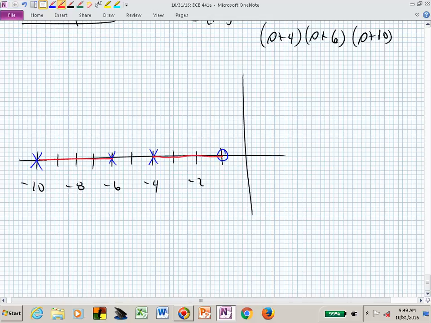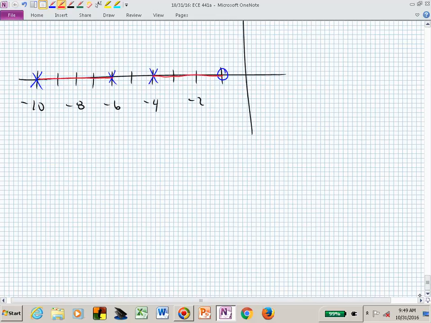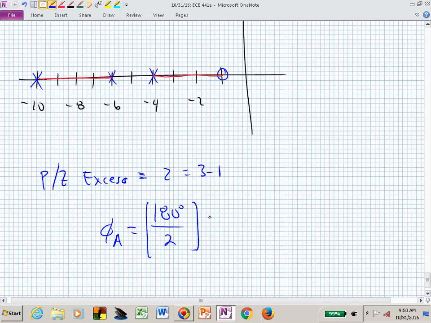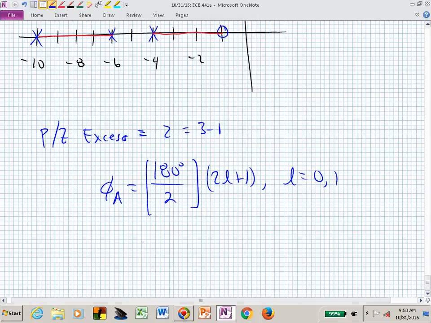How many branches do I have? I have 3. So I'm going to have 3 closed loop poles. What's my pole zero excess? Now I have a pole zero excess of 2, 3 minus 1. What's my phi sub A? It's 180 degrees divided by that pole zero excess times 2L plus 1, where L goes from 0 and 1. So those angles are going to be at 90 degrees and 270 degrees.